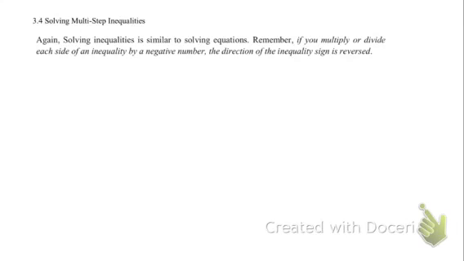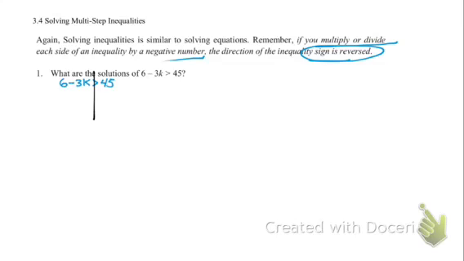3-4, solving multi-step inequalities. This is the bulk of this section, and the only thing you have to worry about is keeping in mind that when you multiply or divide by a negative number, you have to change the sign of the inequality. So again, opposites. So what we have then are, what are the solutions of 6 minus 3k is greater than 45?